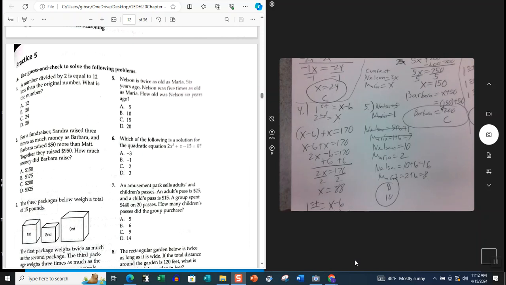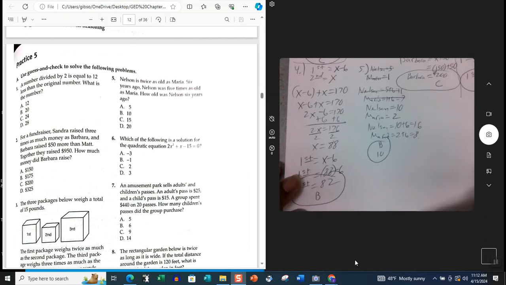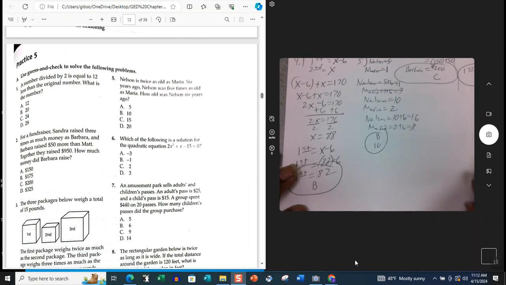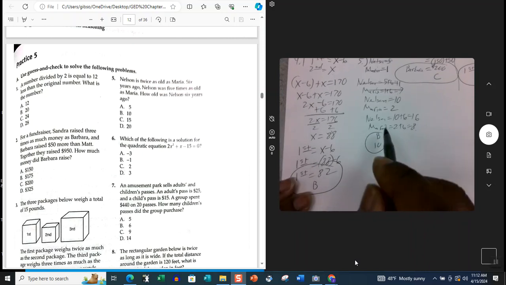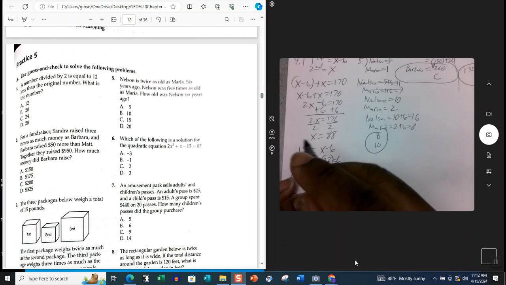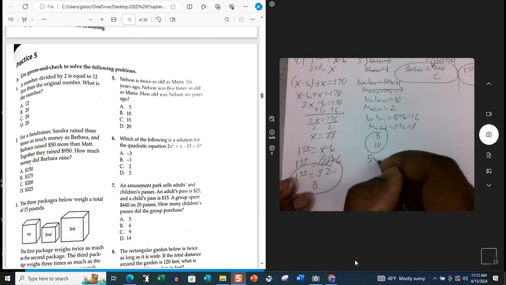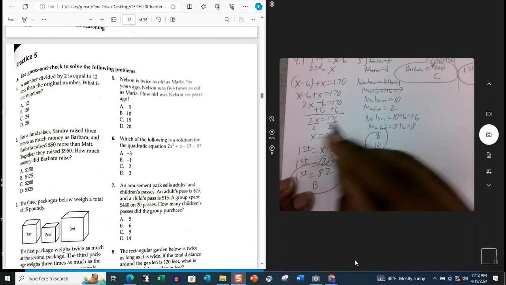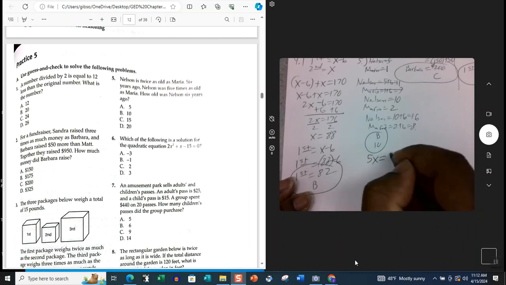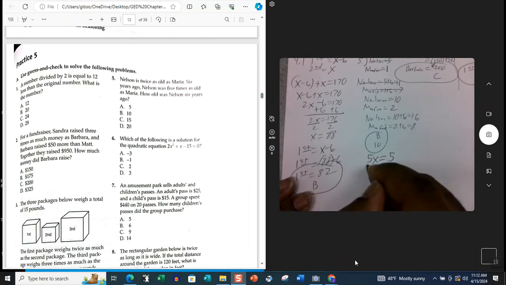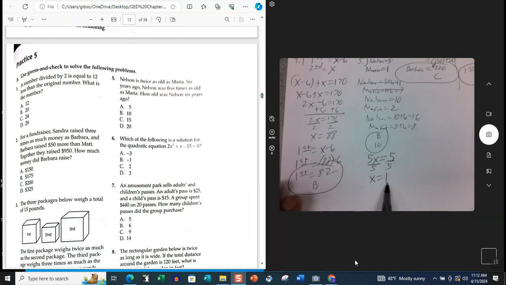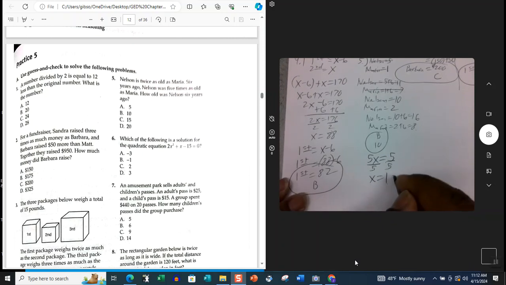So okay, if we wanted to actually do this as a formula, let's take a look here. So we're going to go back 6 years ago. 6 years ago, Nelson was 5 times as old as Maria. So what we would do, we would put Nelson's age set equal to the answer because we want to find out how old Nelson is. So we have 5x is equal to 5. This is A. We'll divide each side by 5 and x is 1. That would mean Maria would be 1.